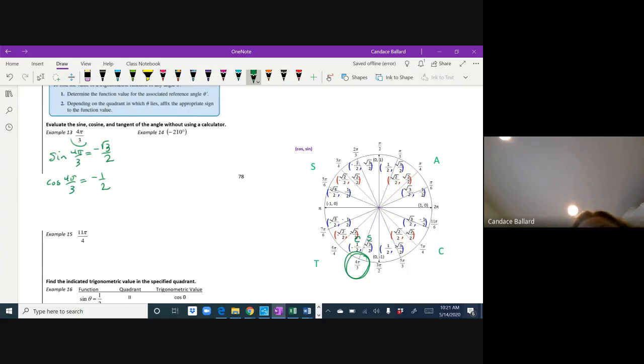Now, we can't just read the tangent out of the coordinate, unfortunately. But we do know that we've learned the property that the tangent is the sine divided by the cosine. So I am going to write the sine over the cosine. So my sine is negative square root of 3 over 2 divided by my cosine, which is negative 1/2.